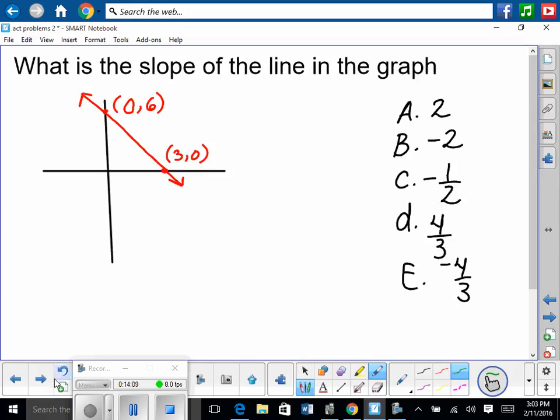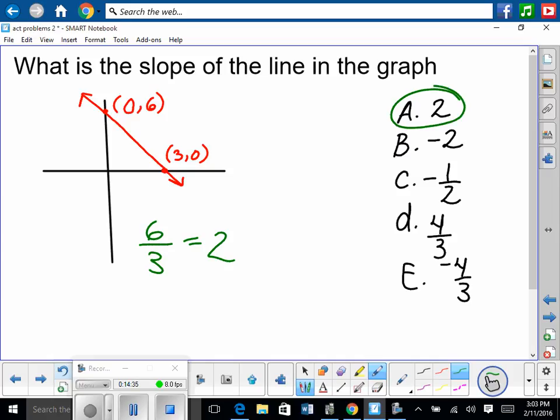Okay, next one. It says, what's the slope of the line in the graph? So, I mean, slope's pretty easy, but you can do it 10 different ways. Rise over run's one way. So what's our change in y? 6, right? What's our change in x? 3. What is that? 2. That's one way of doing it. Isn't that probably the easiest way, right? Change in y, rise over run.